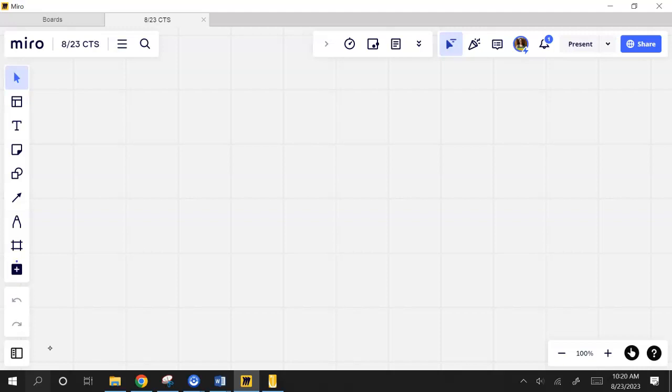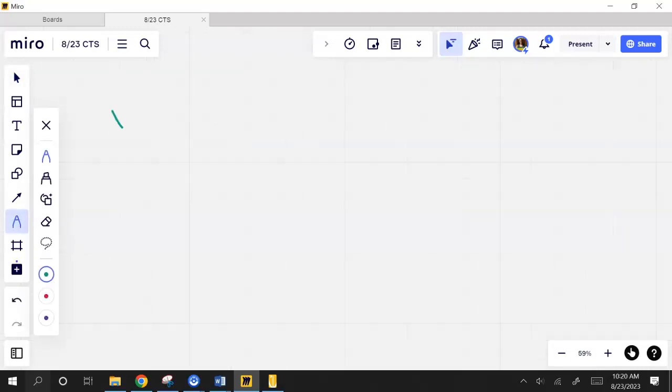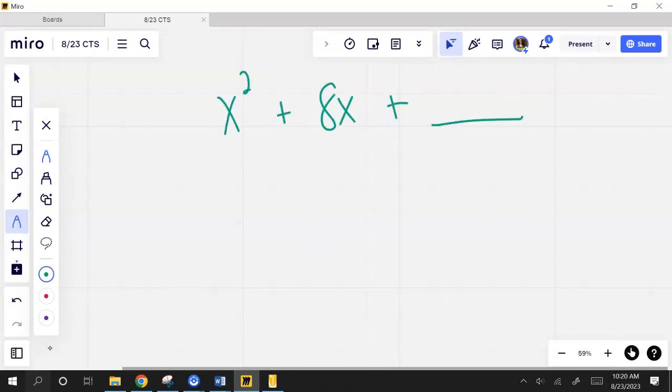So, not Friday. When's the last time I was up here? Monday. Monday, I talked about finding a good C that made it a perfect square trinomial, right? Are y'all remembering? So if I had something like this, what would go in the blank to make it square dance?